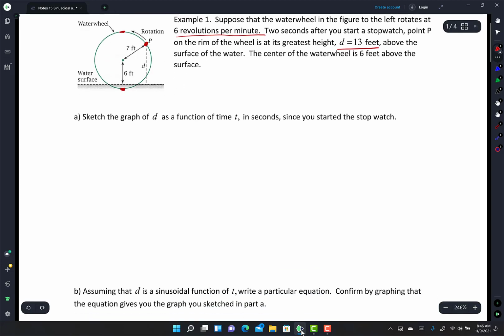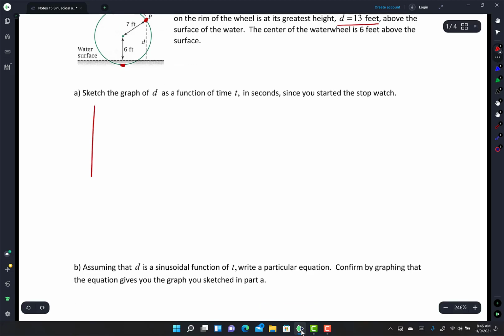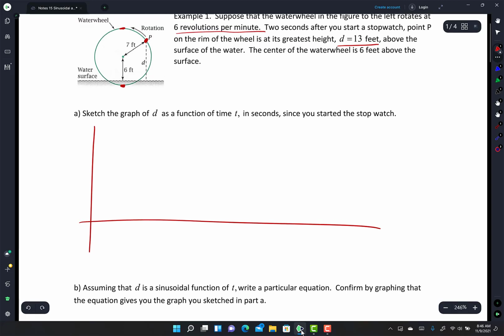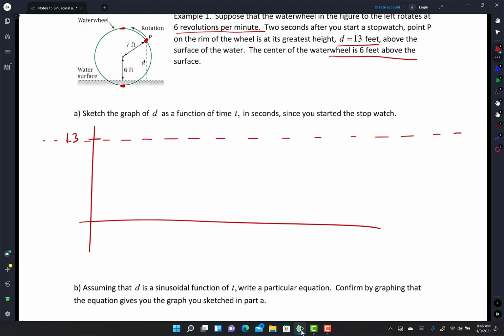All right, letter A. Sketch a graph of D as a function of time, t, in seconds since you started the stopwatch. All right, so let's sketch. Y-axis, t-axis. The biggest point P will ever be at is 13 feet. So I'm going to put 13 like so. Dash lines. I'm never going to go above that. The middle of the water wheel is 6 feet above the surface. The middle is 6 feet. So I'm going to say 6 feet is right here.